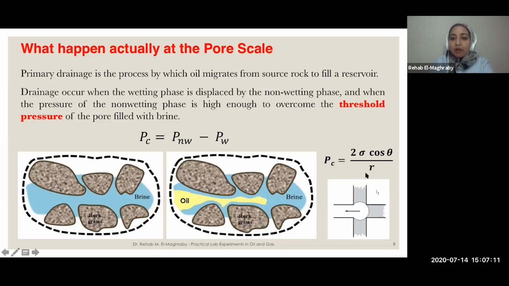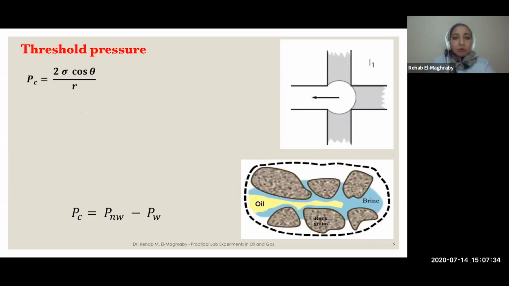So if you know the radius of your throat, and the bigger radius of your throat, you know that for the oil to invade this bigger radius, this is the smallest pressure required for the oil to invade the biggest radius of throat in your reservoir. Okay, I hope that you understand it, and I will try to give an example on it.